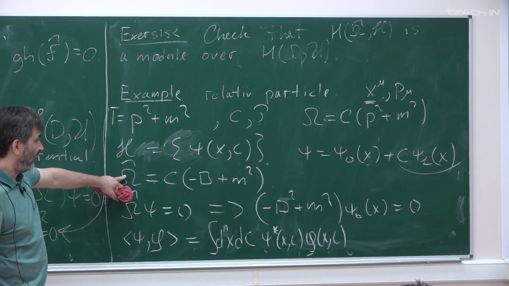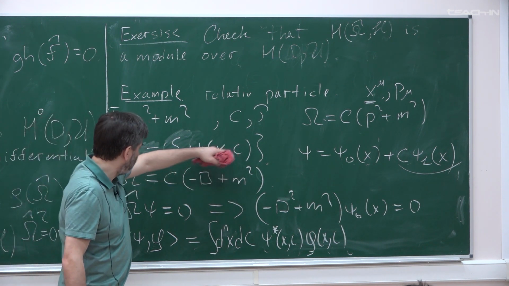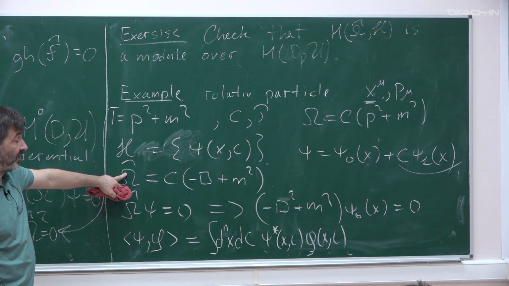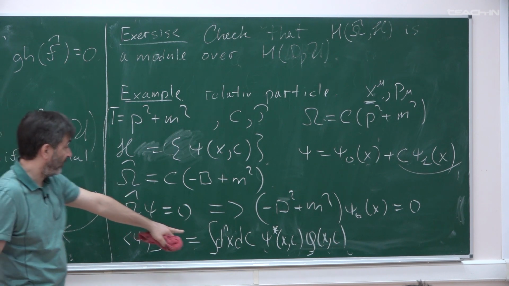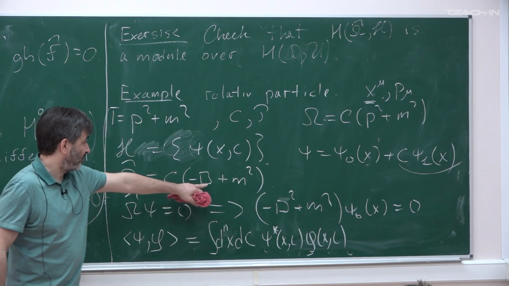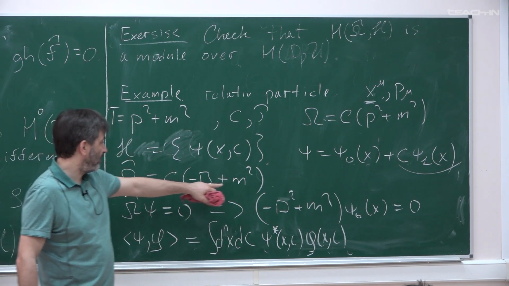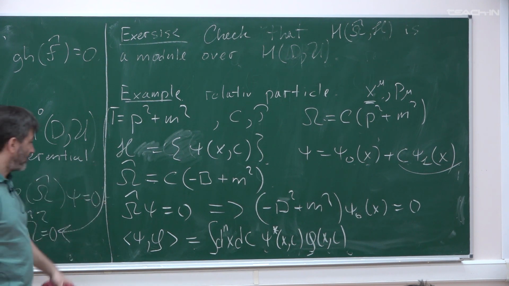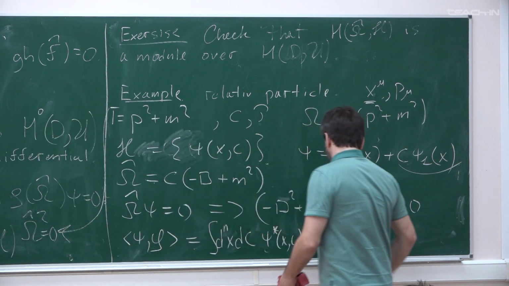Moreover, if I'm not mistaken, one has to be careful with coefficients. I was not very careful. This omega is Hermitian, right? With this inner product, because box is Hermitian, C is Hermitian, m squared is Hermitian, everything is fine. So omega is a Hermitian operator, we have an inner product, everything is good.